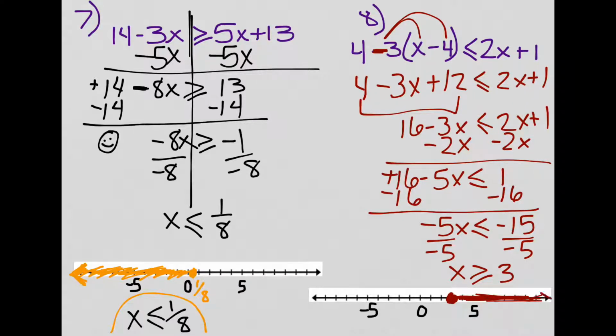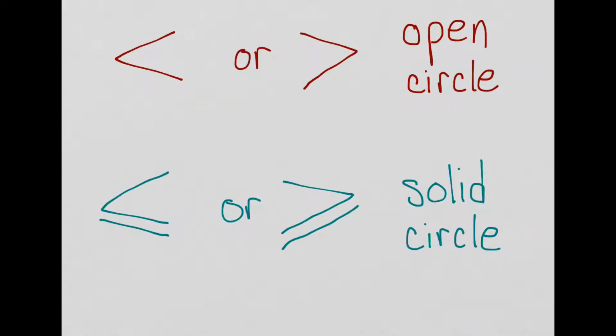Color in the arrow to show it keeps going forever in that direction. Okay, just a little review. If it's less than or greater than, it's an open circle. If it's less than or equal to, greater than or equal to, it's a solid circle because the line there tells you it might be equal. So you're going to color it in to show that it could actually equal.